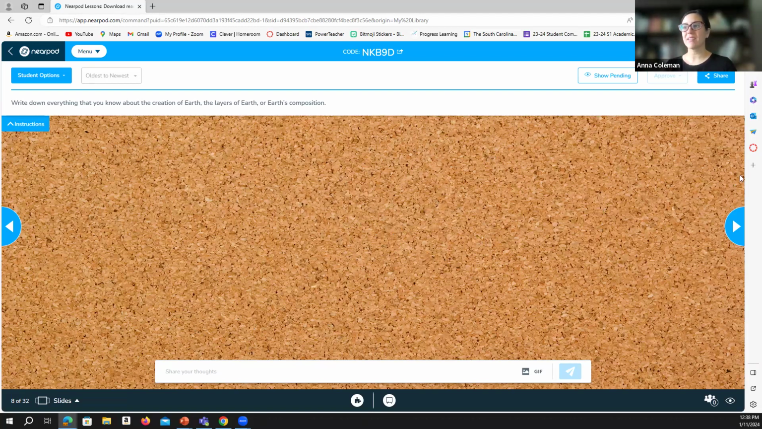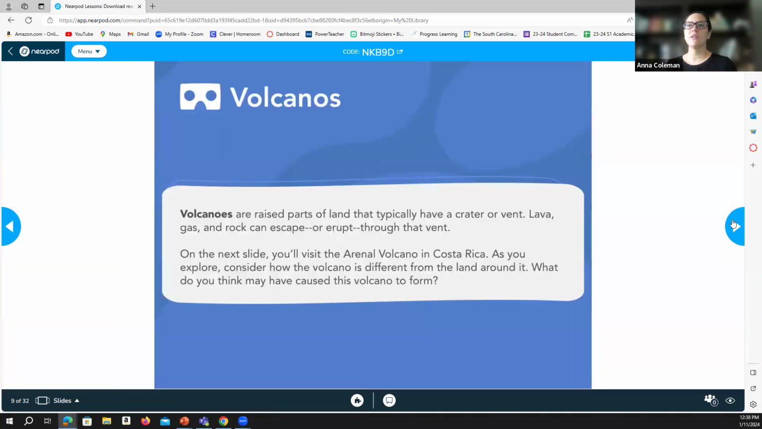So I'm going to go to your next slide. Volcanoes are raised parts of land that typically have a crater at the top or vent, and lava, gas, and rock can escape or erupt through that vent. On the next slide, you will visit a volcano in Costa Rica. As you explore, consider how the volcano is different from the land around it. What do you think may have caused this volcano to form?